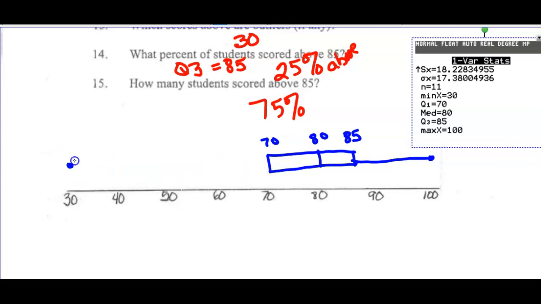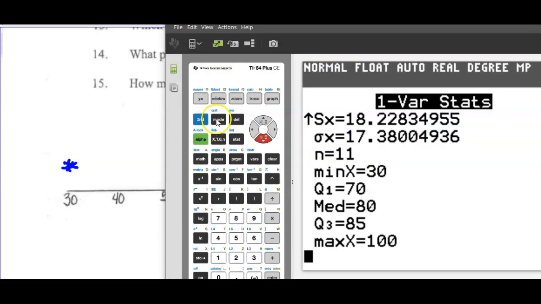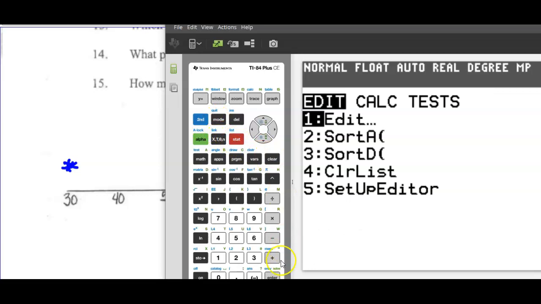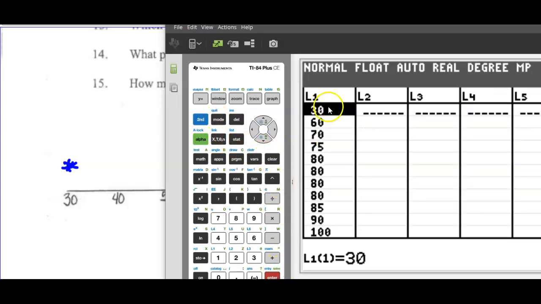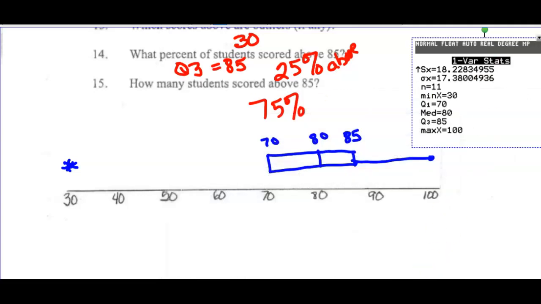But remember, this was an outlier, so on paper we usually put that as a star. And then we go to the next highest data point. If I wasn't sure, I would go stat, enter, look at my list, and go look. If I lop off 30, the next highest one is 60. So I'm only going to connect my whisker out to 60.